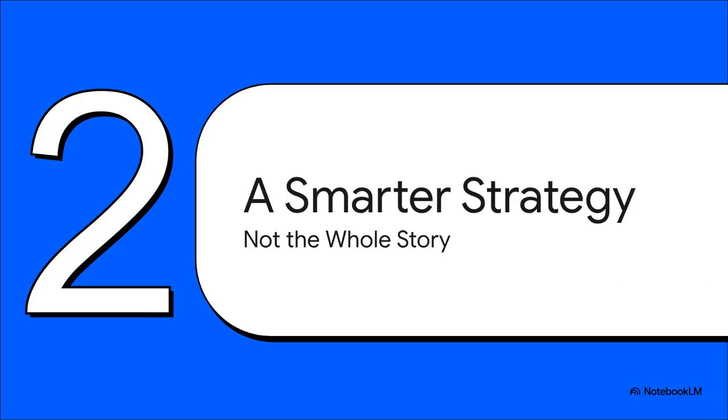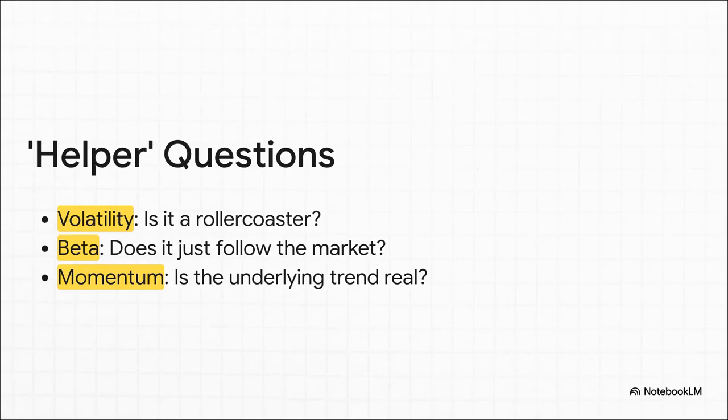So the answer is just to buy low correlation stocks like Tesla and NVIDIA, right? Easy peasy. Well, not so fast. We've identified one super important ingredient, but a truly resilient portfolio needs a little more. Correlation is critical, for sure, but it isn't the whole story. We need to layer on a few helper questions.